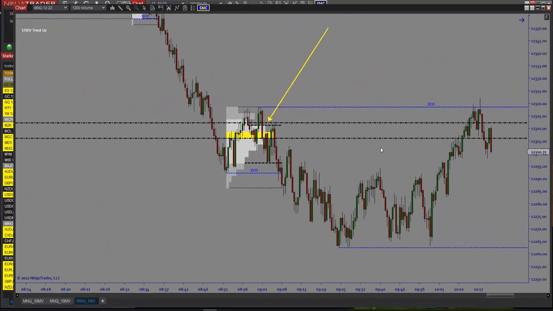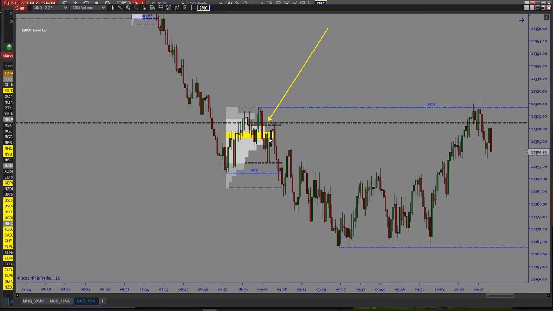This is a great example. The point of control is very close to the order block. I will always take the order block over the POC. If the point of control is way above there like that, I will always choose the order block for me.